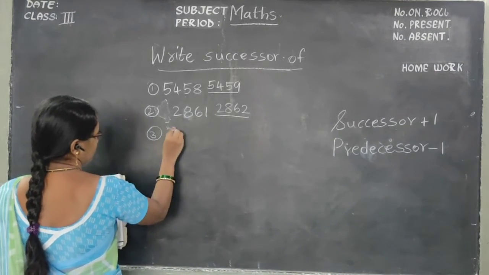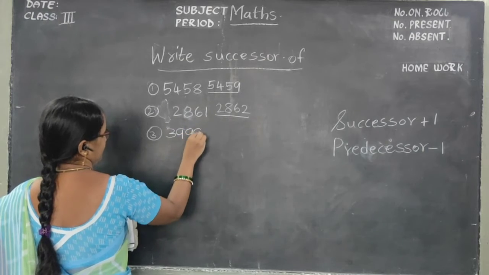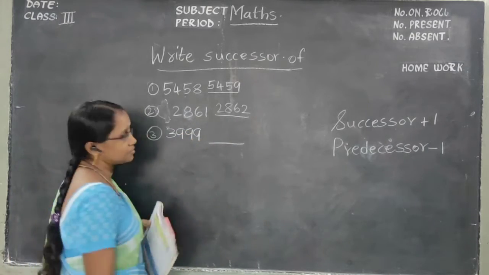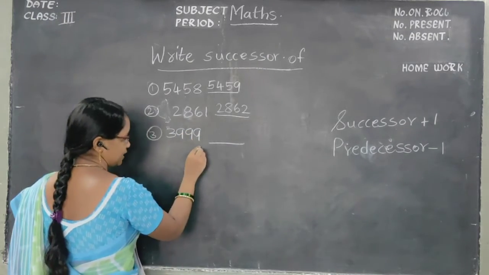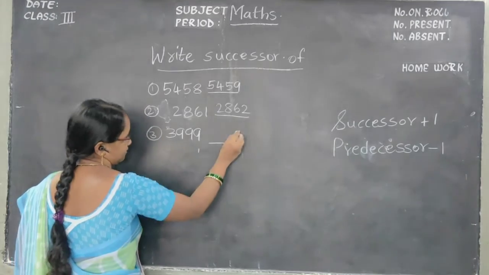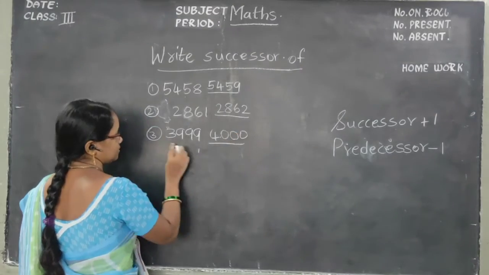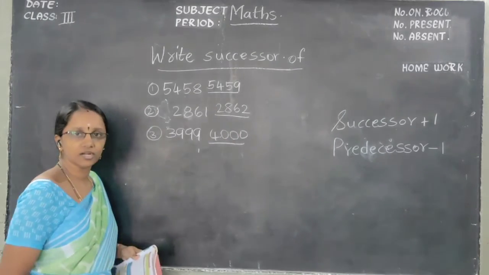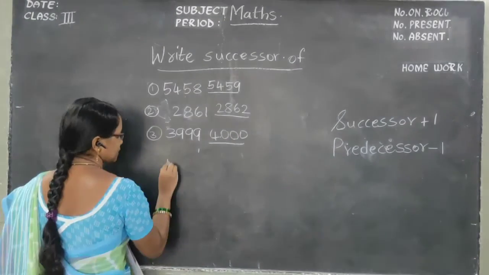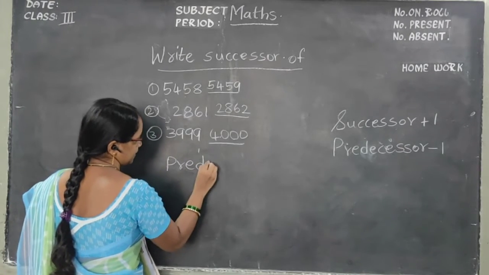See the next number, 3999. If you do plus 1, what will come? 10. So 10, 10, 10. That is 4000 will come. 3999, after what is the number? 4000. Remaining answers you write, children.